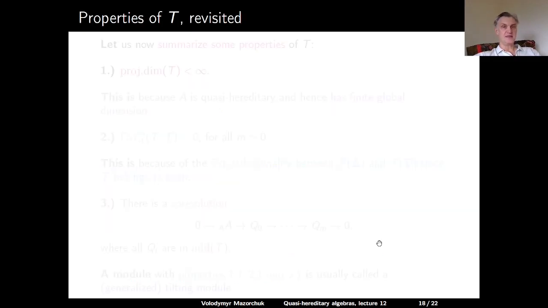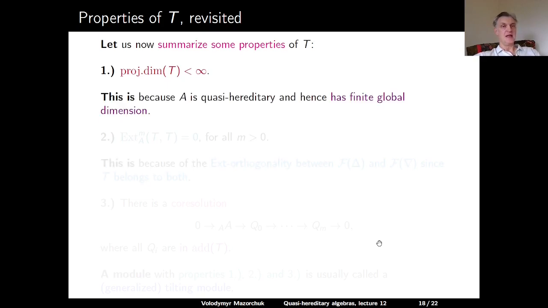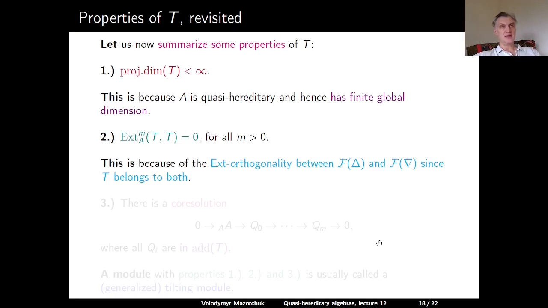So now we can revise and emphasize some properties of the characteristic tilting module. So first of all, the characteristic tilting module has finite projective dimension. That is easy because A is a quasi-hereditary algebra, and so it has finite global dimension. Any module has a finite projective dimension. Property 2, the characteristic tilting module T is self-orthogonal. We already mentioned it, so all positive extensions from T to T vanish, because T belongs to F delta and F nabla, and we have the Ext-orthogonality between F delta and F nabla.